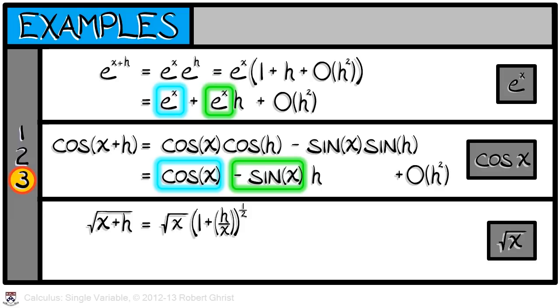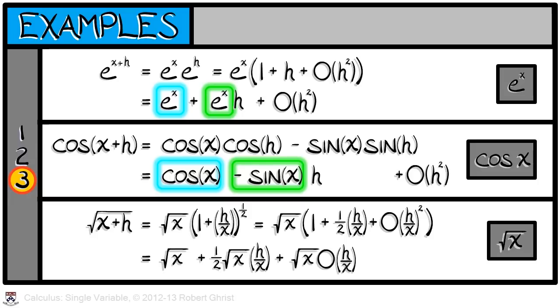I write it in this form so that we see the binomial series come into play, and using that binomial series gives us an expansion of 1 plus 1/2 times h over x plus something in big O of (h over x) quantity squared. Now, if we expand that out, we see that the 0th order term in h is, of course, square root of x. The first order term simplifies to 1/2 x to the minus 1/2 times h. And from that, we see the derivative.